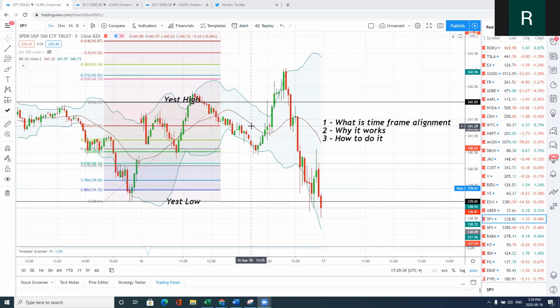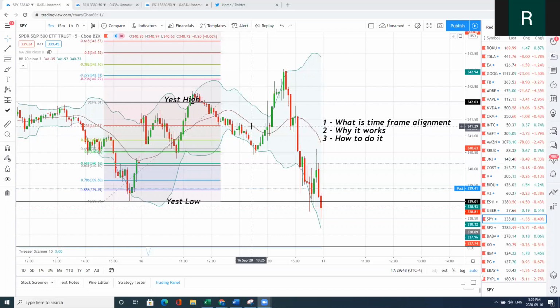All right, so first of all, what is time frame alignment? Time frame alignment is getting the same signal, either long or short, on multiple time frames. So if you're a day trader and you're trading on the 5-minute or 2-minute or 3-minute chart, you're looking at the 15, 30-minute and hourly chart to give you confirmation of the direction you want to go.